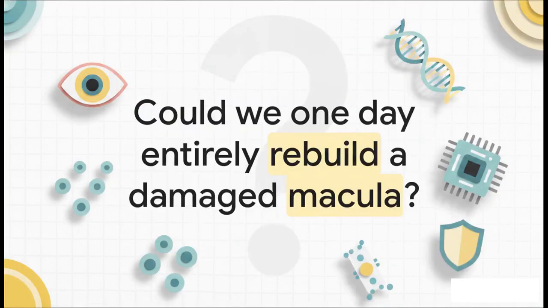So that leaves us with a pretty massive question to ponder. We've just seen how incredibly precise, delicate, and absolutely vital the macula and fovea are to human life. But with modern research moving at lightning speed, advancing stem cell treatments, gene therapy, neuroprotection, and even retinal prostheses, could we one day entirely rebuild a damaged macula? Understanding normal macular physiology is the very first step toward those future therapies.